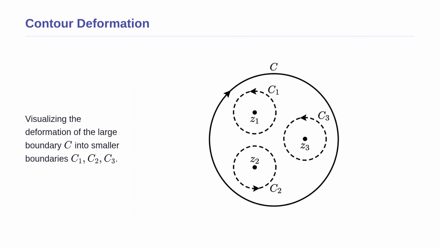This diagram visually explains the derivation step we just performed. You can see the large outer boundary C, which is deformed into the smaller dashed boundaries C1, C2 and C3. Each tiny loop isolates a single bad point, Z1, Z2 and Z3. Because the empty space between the large boundary and the small dashed boundaries contains no singular points, the integral through that empty space cancels out to 0. This leaves only the tiny loops around the singular points to contribute to the final answer.